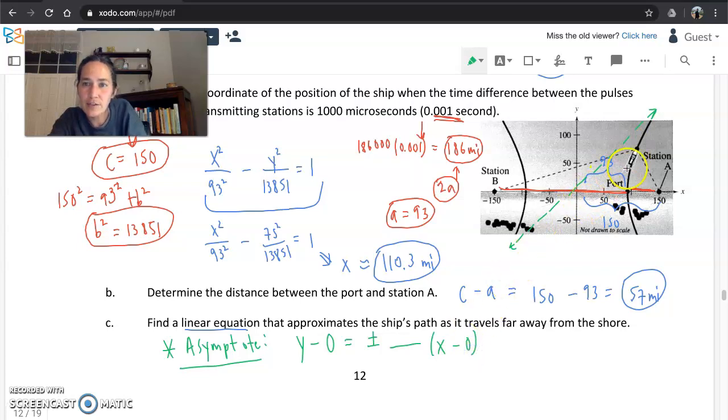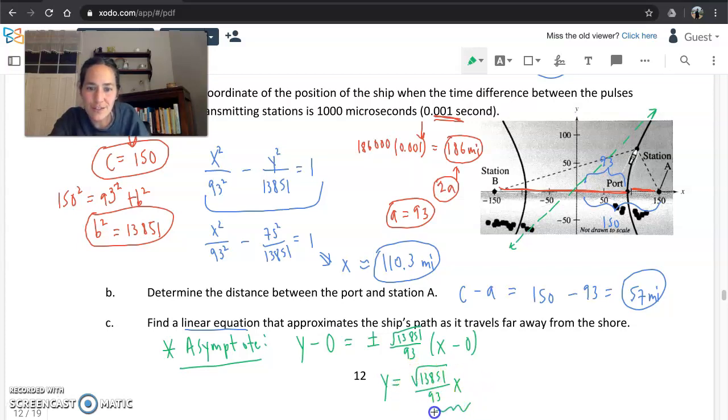So here's a case where it's horizontal. We need b over a. You're rising b and you're running a to get to another point on this asymptote. So we will keep b, which is the square root of 13851, divided by a, which was 93. So this can be cleaned up, right? y equals, let's just use the positive, square root of 13851 over 93, x.